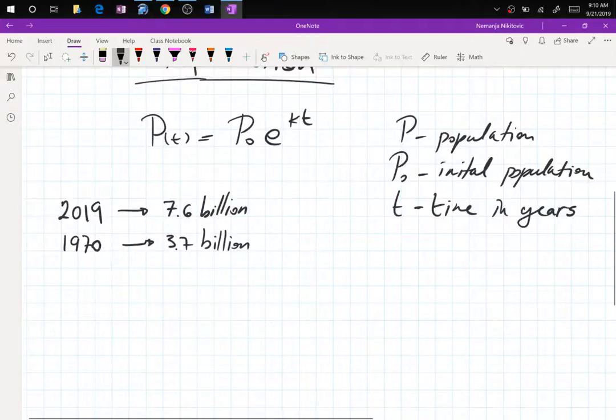All right. So now we have 2 data points, and we can go and do some calculations with these data points.